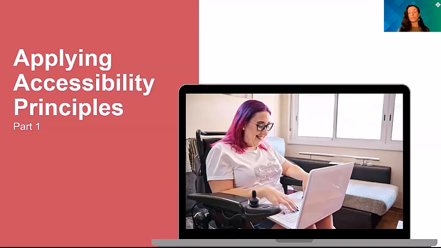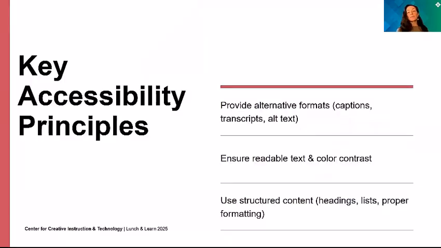So we've got a couple of things going on here. When we look at the key accessibility principles that we want to keep in mind, you have these different things you want to be able to keep in mind because you're trying to help all of your students. Again, remember, we want to keep all of our students in mind when we do this. The first thing we're trying to do is to provide alternative formats.